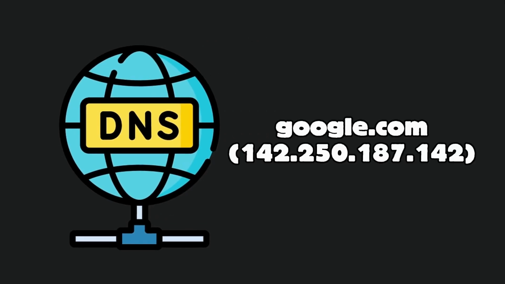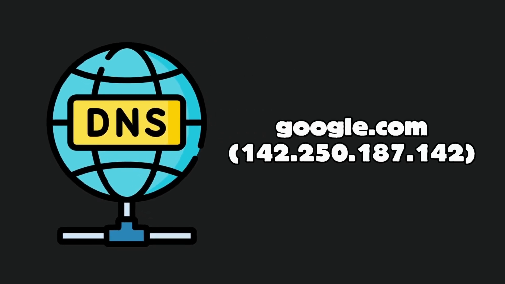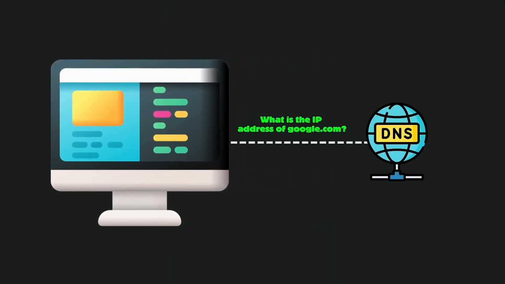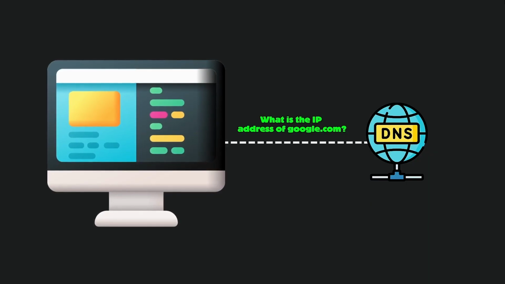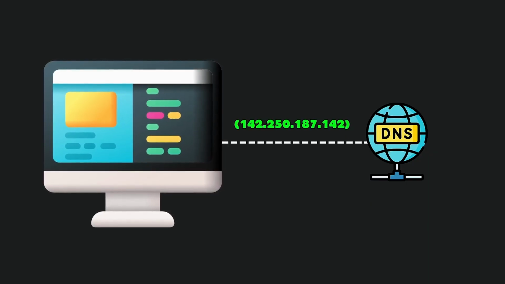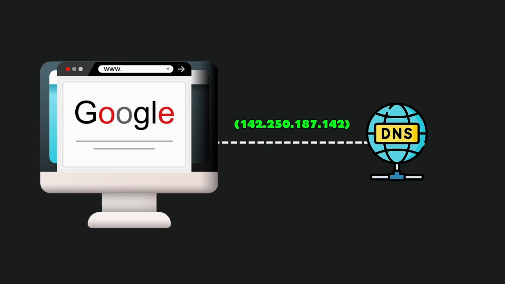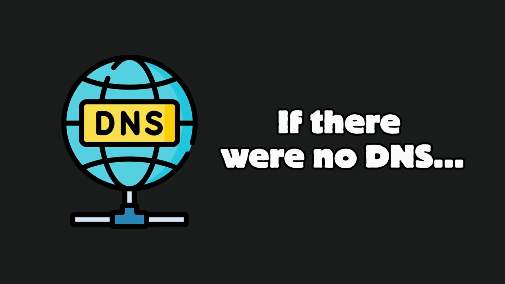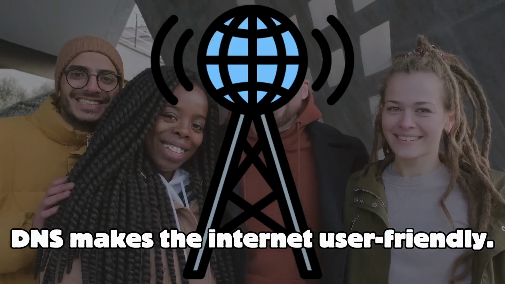DNS translates domain names into IP addresses. When you type google.com into your browser, your computer first asks a DNS server for the IP address. The DNS server responds with the correct IP. Then your browser connects to that IP. Without DNS, you would have to remember numeric IP addresses for every website. DNS makes the internet user-friendly.